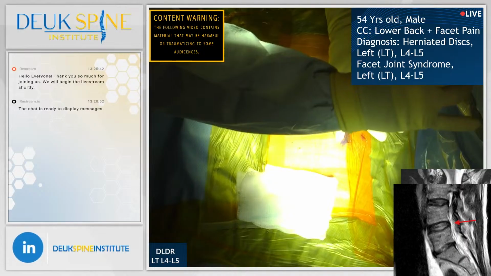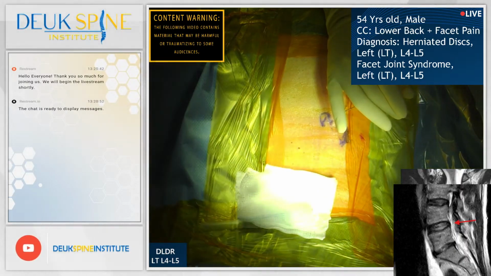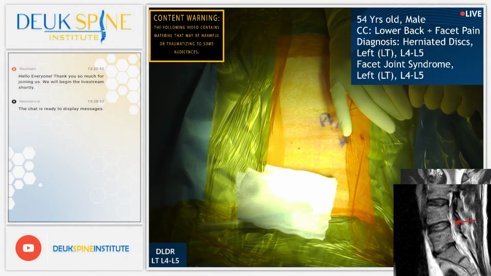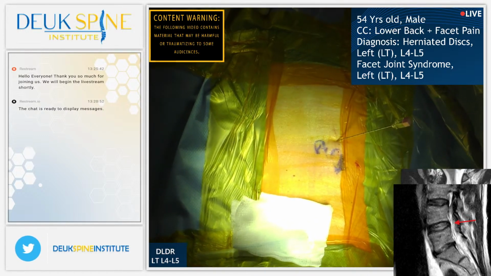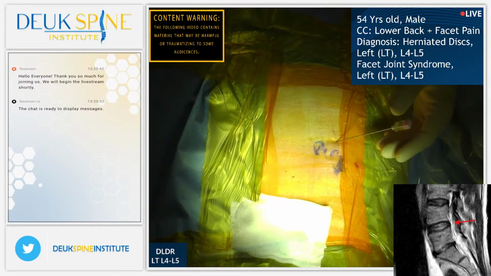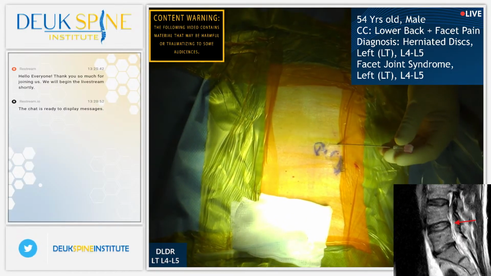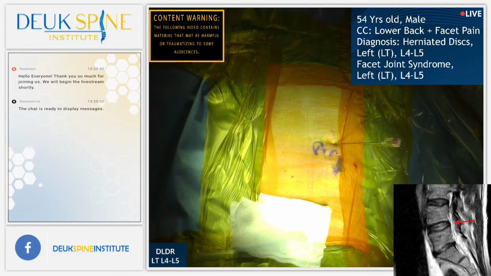All right, Henry, while we are getting access to his disc through a transforaminal approach, this is for endoscopic spine surgery. Can you move your fluoro this way so I can manipulate my hand? Yes.